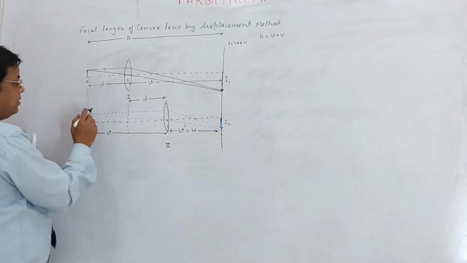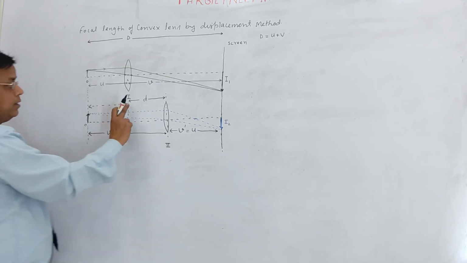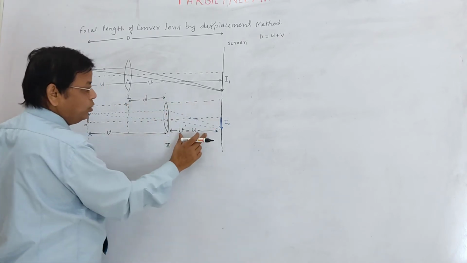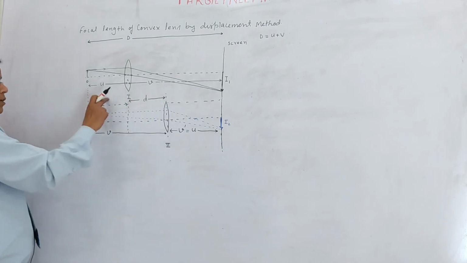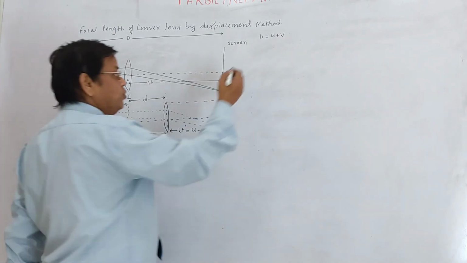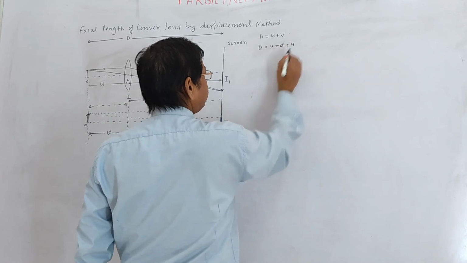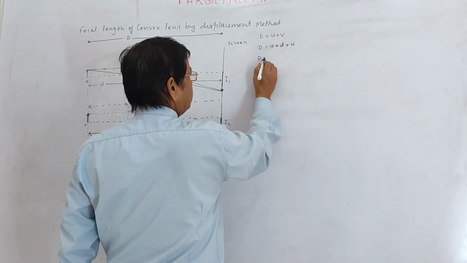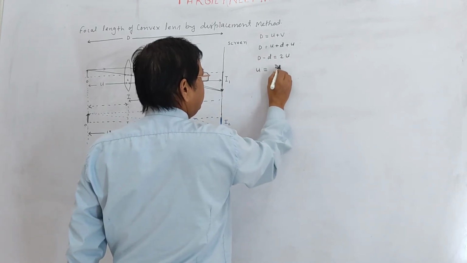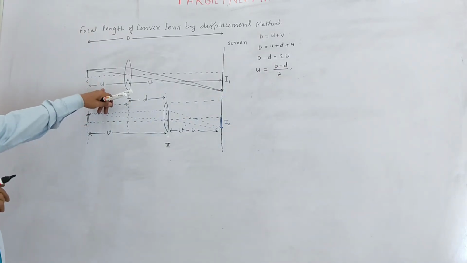Now if you see, this distance is u from the first case, this distance is d, small d, and this distance is again equal to u. So u, d, u. If I add these three distances, I get D. So capital D is also equal to u plus d plus u, or 2u plus d. So u I got is D minus d by 2. This is my u.